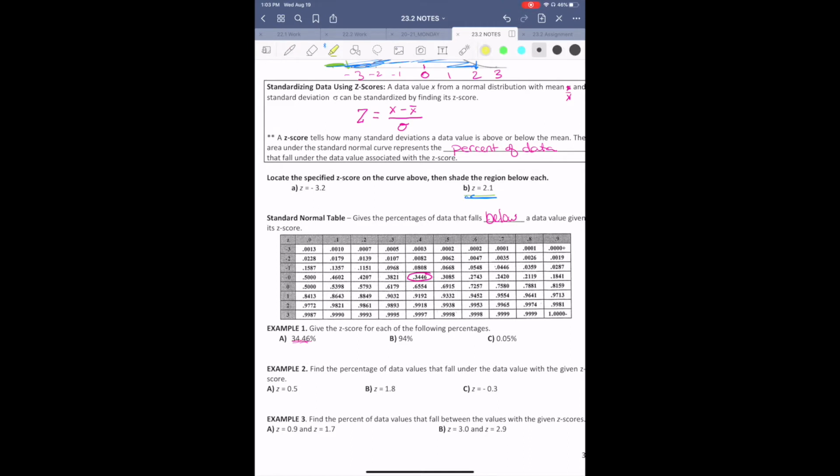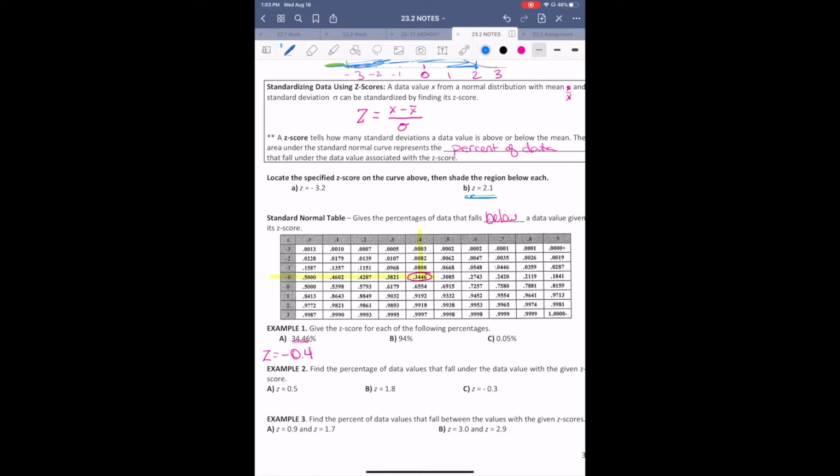Now, where is it located? You're going to do that cross section on the left and above. And you can see that it's telling us it is located at -0.4. That means the z-score for that percentage is -0.4.